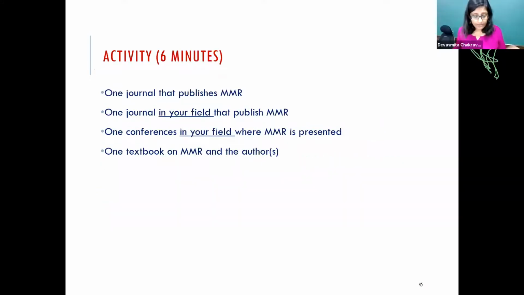The other thing that I want to do right now is I want you all to go on Google Scholar or any other website that you use for your own learning and find one journal, not one paper, but one journal that publishes mixed methods research, one journal in your field, whatever field you are from. Also one conference in your field, and one textbook on mixed methods research. Maybe you could take 5 minutes and put it on chat so that everyone can learn about the different journals.